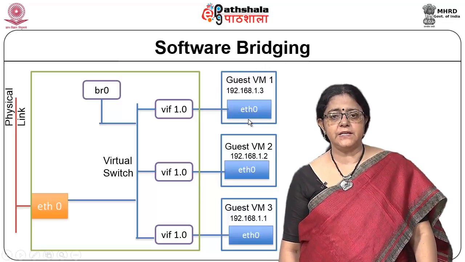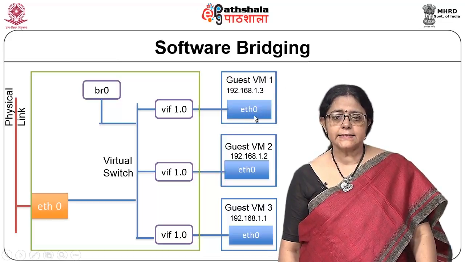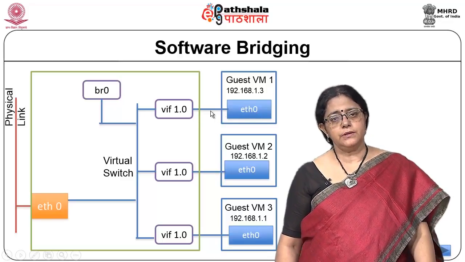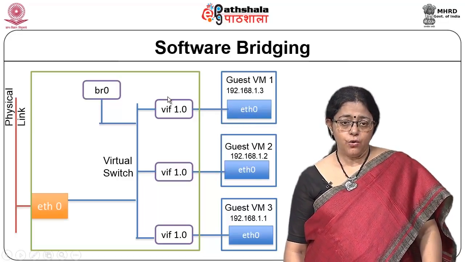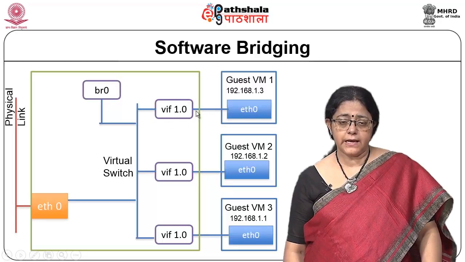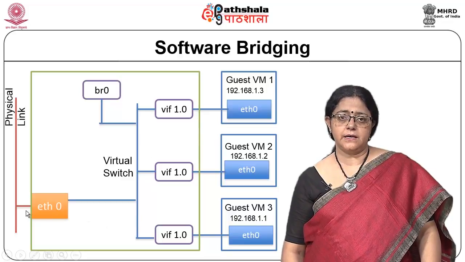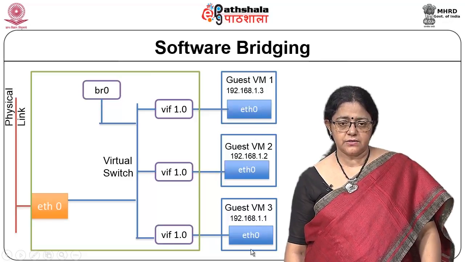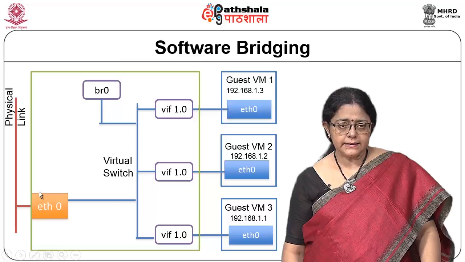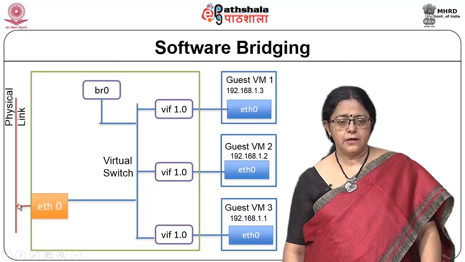Similarly, the guest OS in this VM will think that this is the physical NIC, and it will push its data packets through the NIC to the virtual NIC. The virtual NIC will take the packets and, with the help of the virtual switch, push the packet to the physical NIC. This is the physical NIC of this server machine which is running 3 virtual machines, and this is physically connected to the outside networking physical link, and it will push the data.